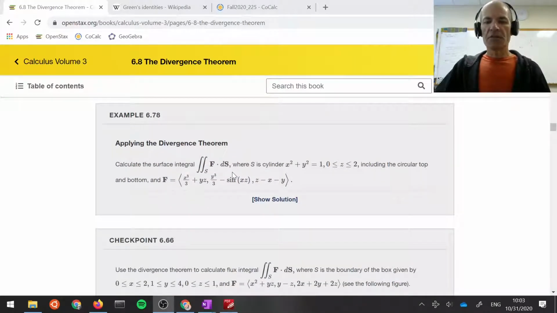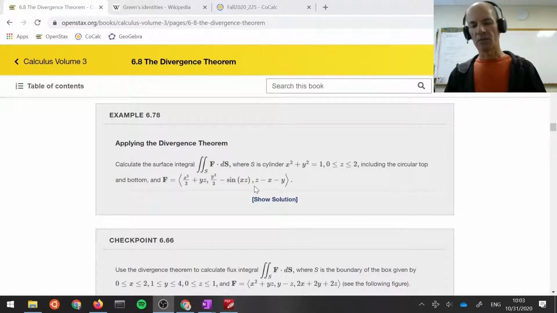Using the divergence theorem is really just an exercise in recognizing the parts, and we'll do a lot of examples in just a moment. You're typically given a surface integral and the description of some shape and some vector field, and you convert it to a triple integral. That's almost always the direction that we go.